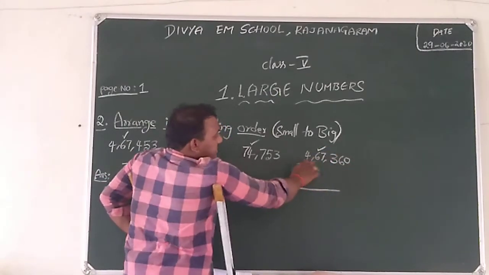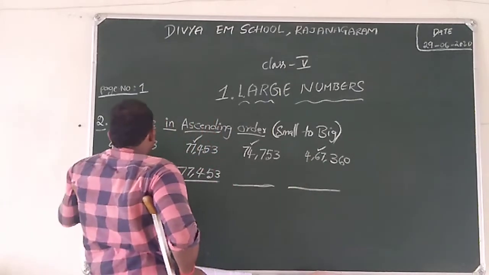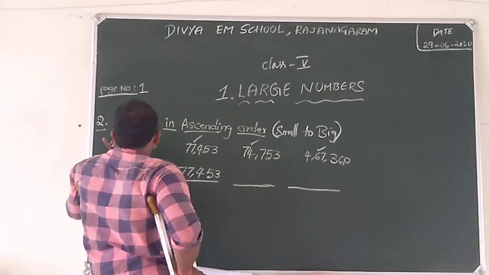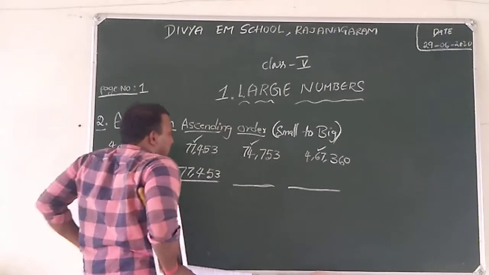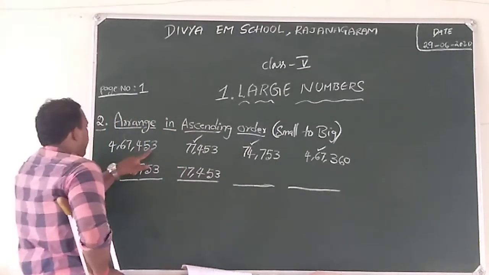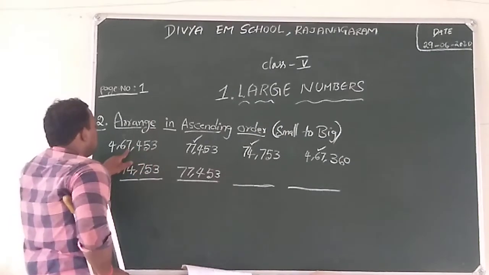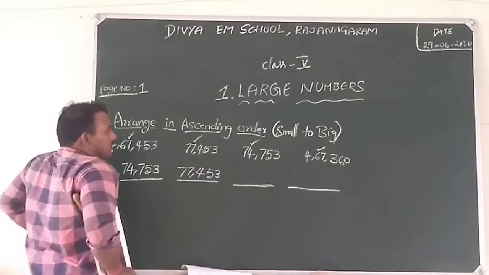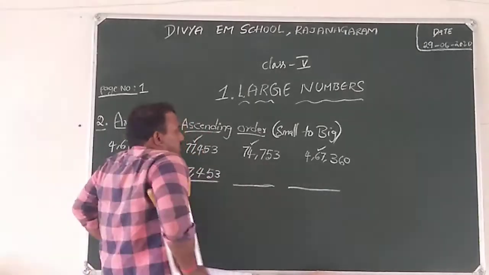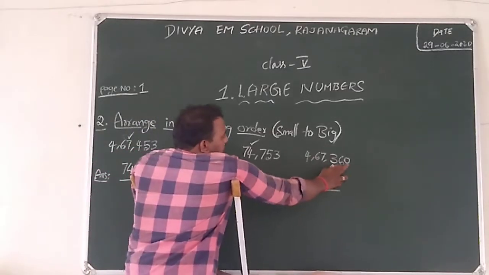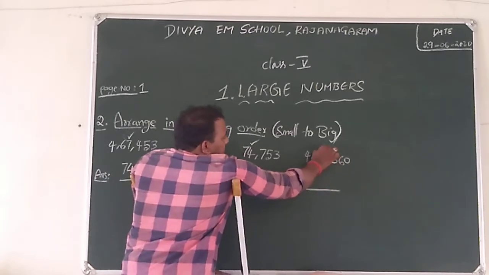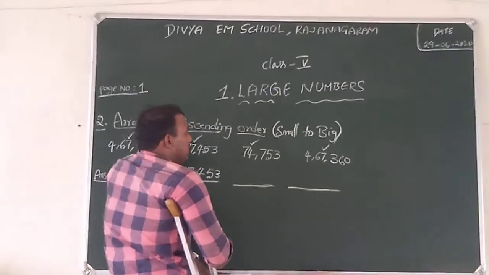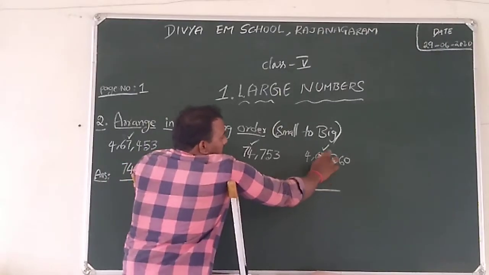Here we are having 6 again. So these are 6 and 6. 6, 6 are equal. So let's move to thousands place. Here in thousands place, we are having ones, tens, hundreds, thousands. In thousands place, we are having 7 here. And in the other number's thousands place, we are having again 7 here. So we need to move to hundreds place.